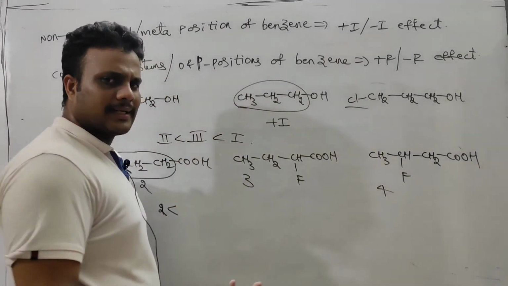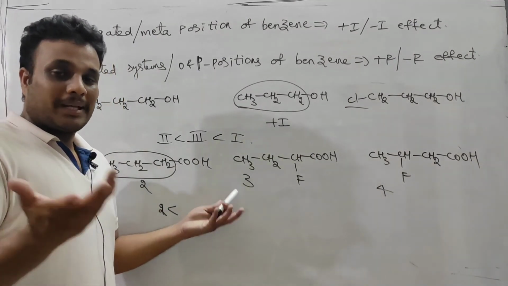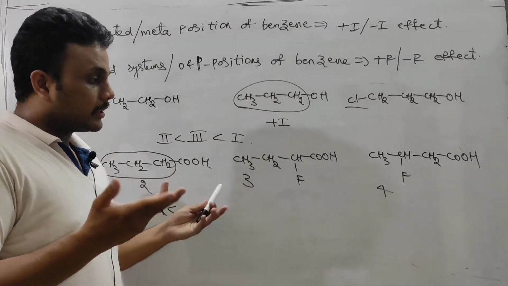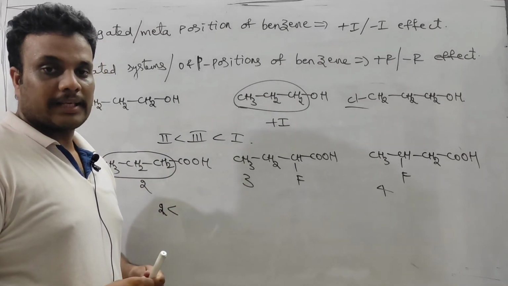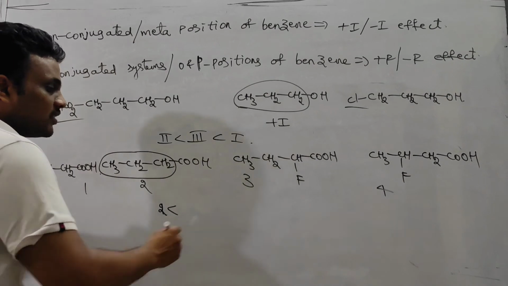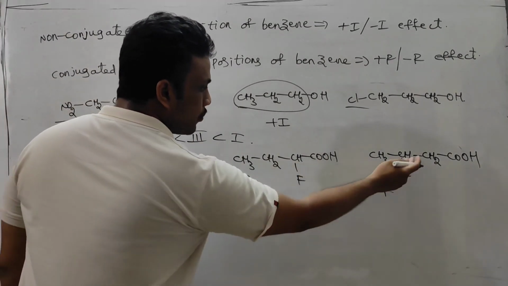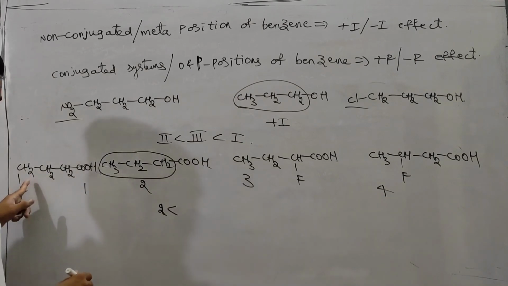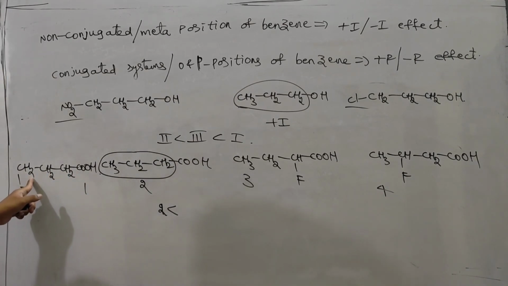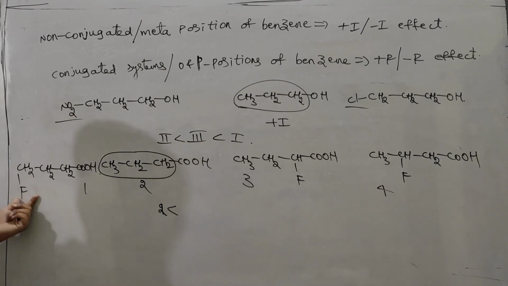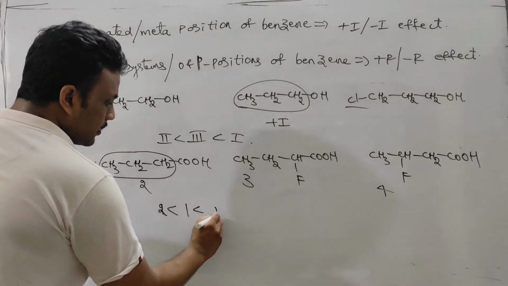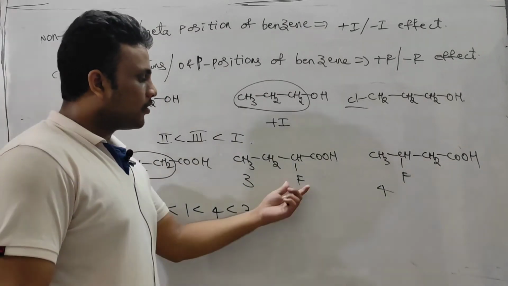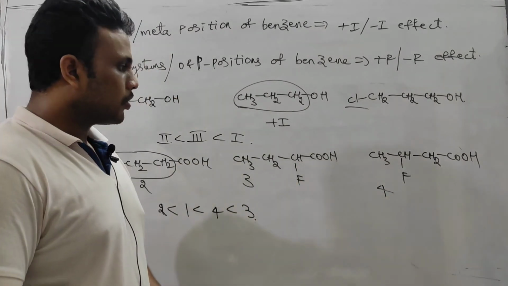These are all non-conjugated systems, no need to talk about plus R or minus R. You go for the inductive effect. So fluorine has a minus I effect. Fluorine is present very near to the COOH group in one, somewhat distant in another, and far away from the COOH group in this. So the more the distance, the smaller the inductive effect, the smaller the electron withdrawing effect. The third one tops, because in the third one fluorine is present near to the carboxylic acid.